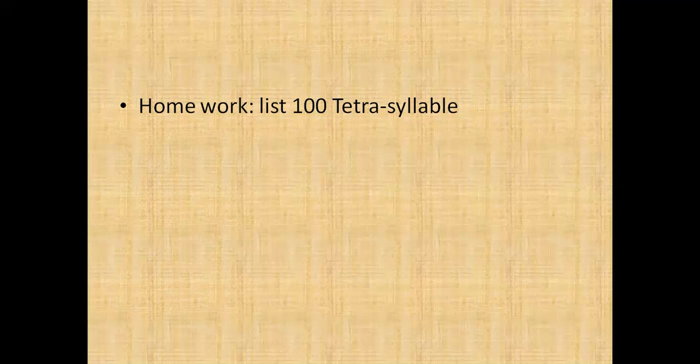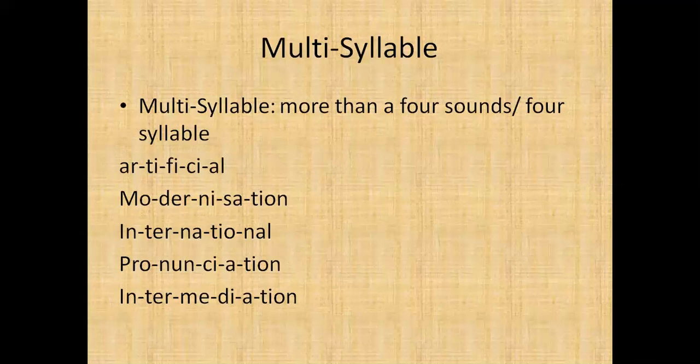So far, monosyllable 100 words, disyllable 100 words, trisyllable 100 words, tetrasyllable 100 words, so totally 400 words. Next, what is the last one I said? That is multi-syllable. Multi-syllable means more than 4 sounds, or 4 syllables. Usually they are very big words, sometimes 10 alphabets.